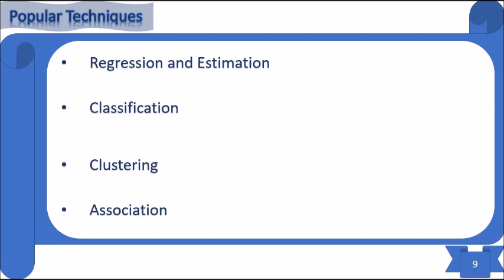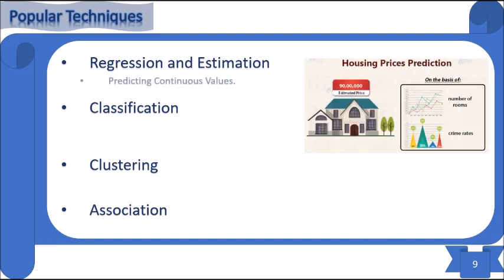So what is the regression or estimation technique? This technique is used for predicting a continuous value. For example, here you can see in the picture, it is predicting the price of your house based on its characteristics. Or one more example I'm giving here is estimating the CO2 emission from a car's engine, which is again a popular example of regression and estimation.